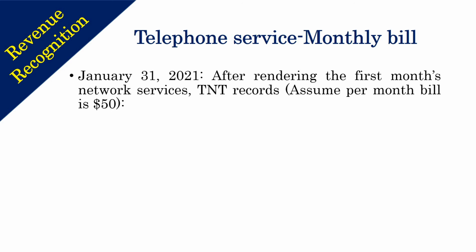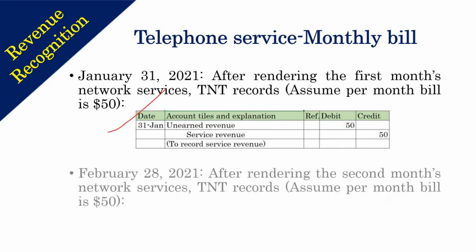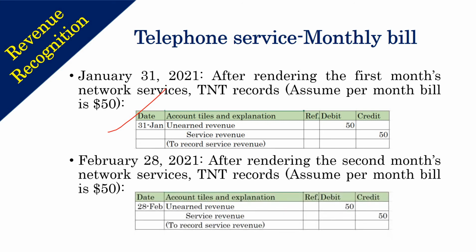And for the telephone service, the monthly bill, after rendering the first month's network services, TNT records. Assume that the per month bill is $50. So on January 31st, they record unearned revenue debit and service revenue credit. And for the second month, the remaining $50, they will record on February 28 unearned revenue debit and service revenue credit. This is service revenue, see that, because they are providing you services, okay.